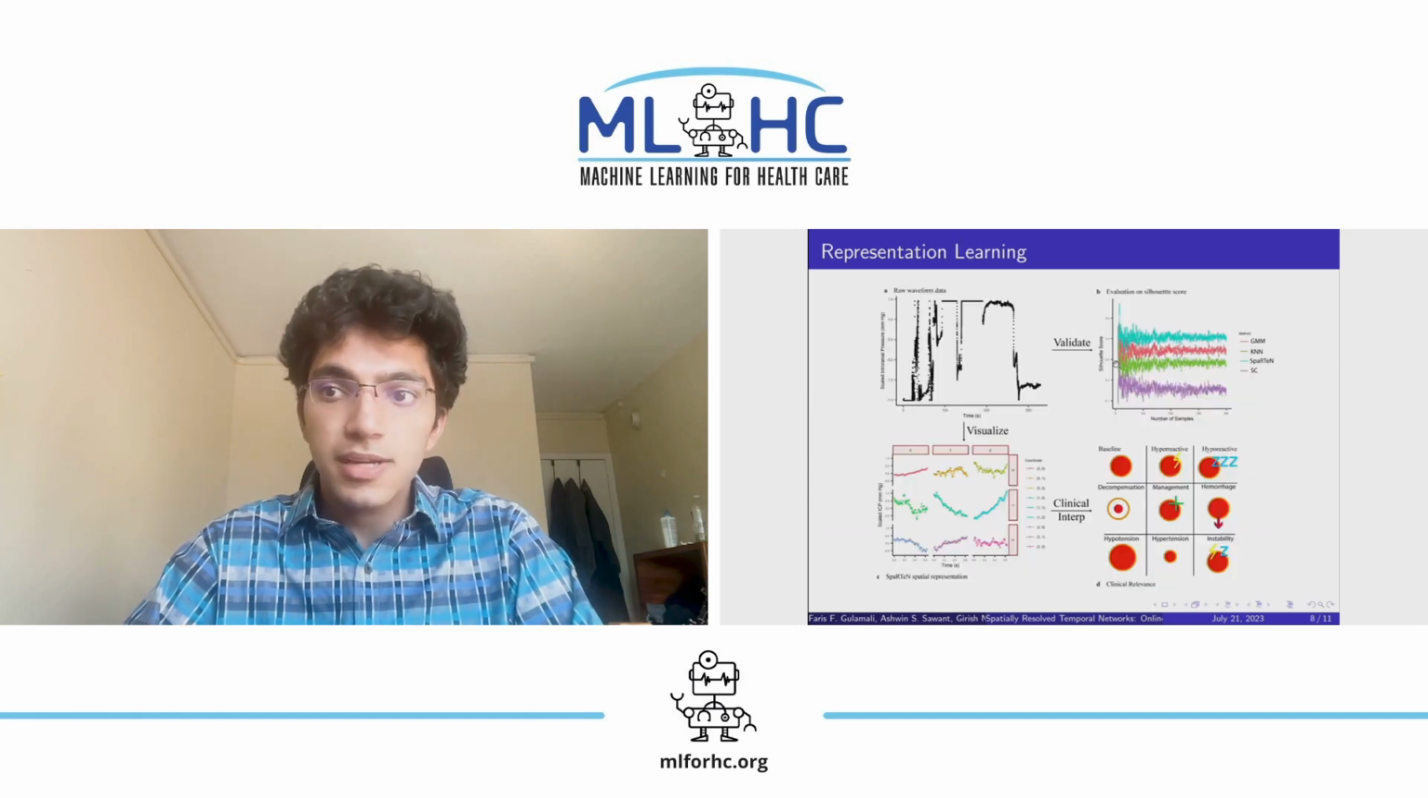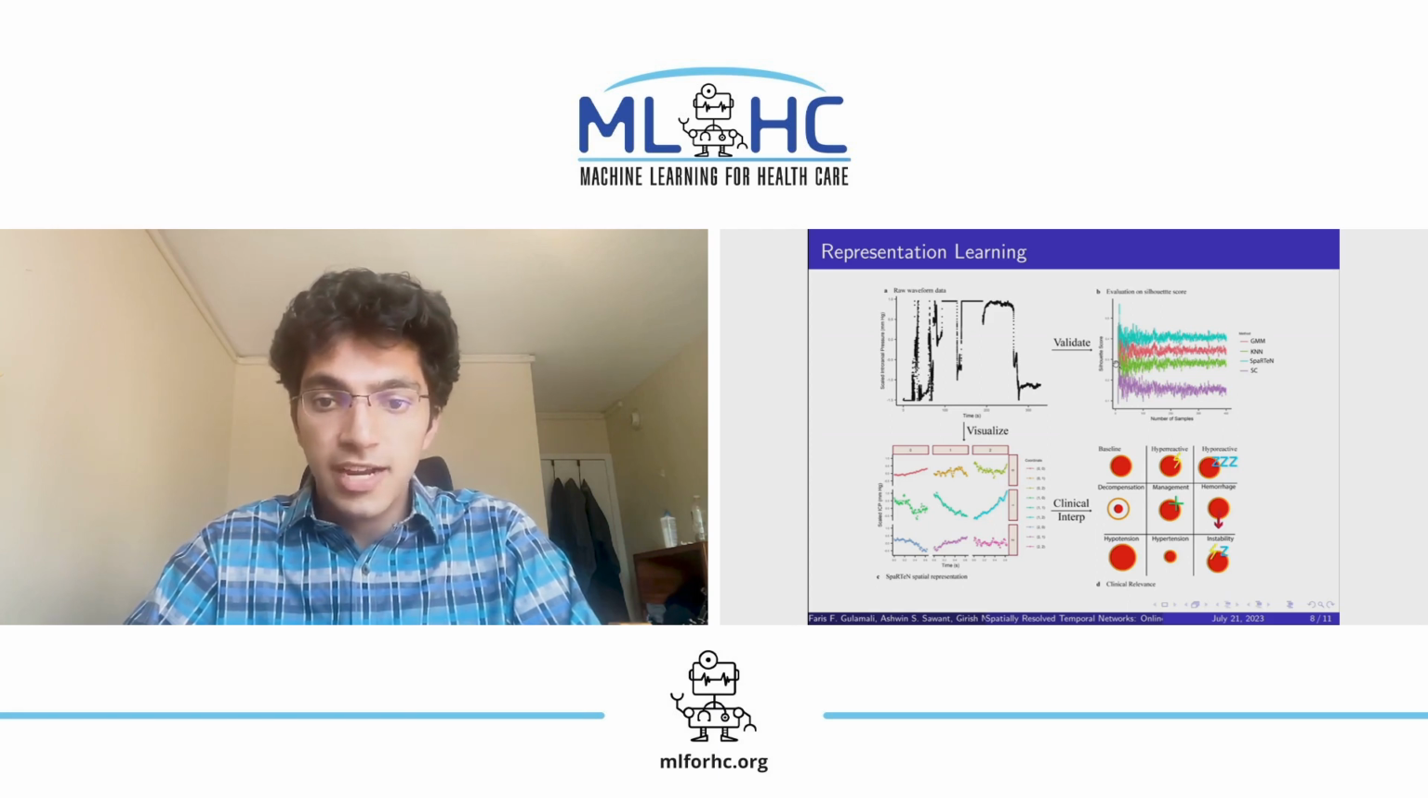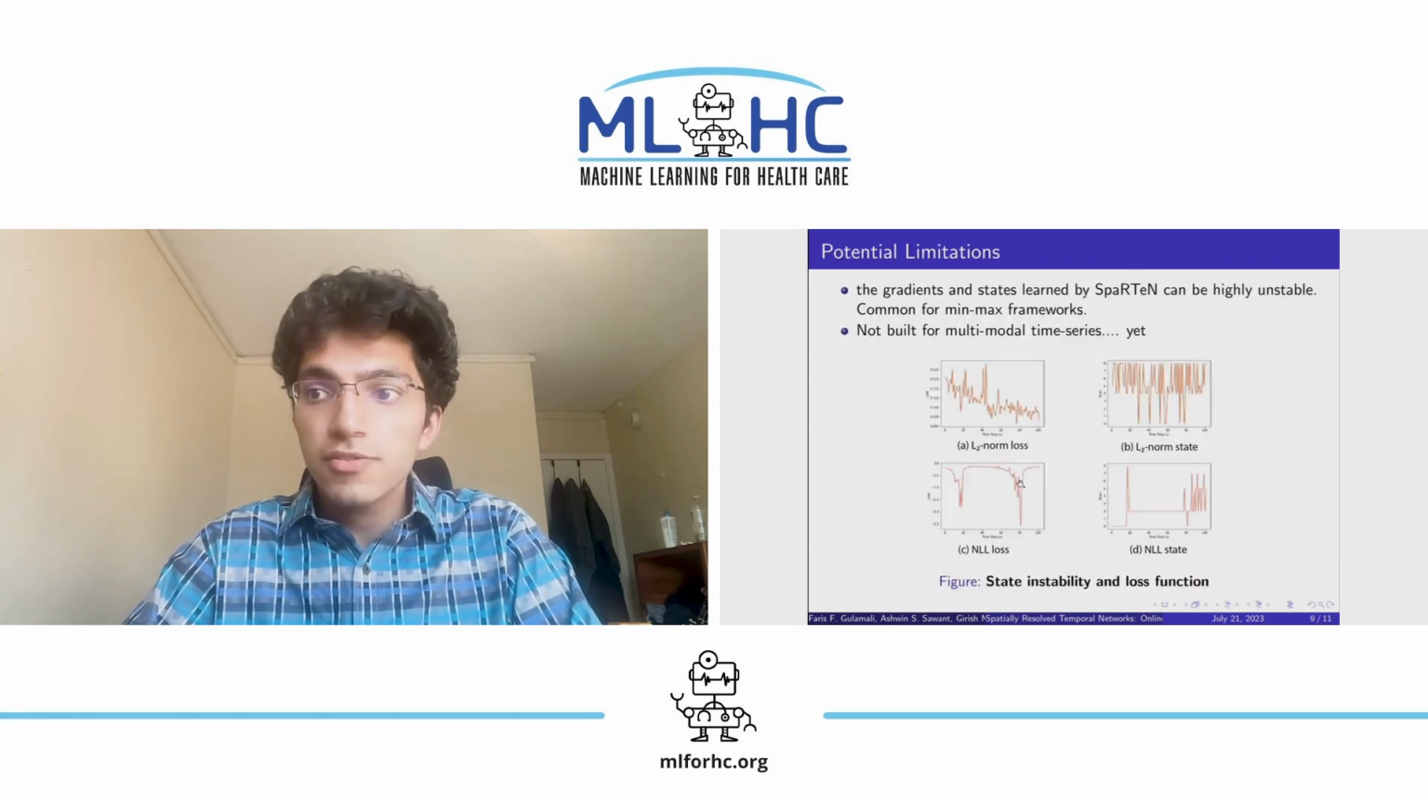And second, we show that we can create actual real-life representations. So we take this raw waveform data, we use SpaRTEn to create clusters, and we validate that those clusters are good based on a silhouette score, and then we visualize it. And we can see that when we visualize it, we're able to generate different states that represent different sorts of outcomes. So we have a state for hemorrhaging, a state for management, a state for decompensation, and a state for hypertension and hypotension.